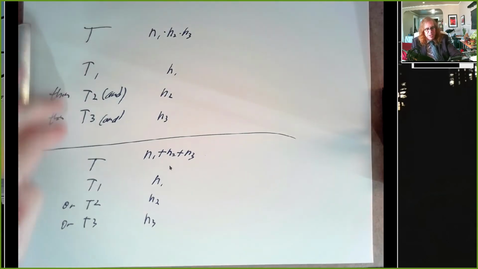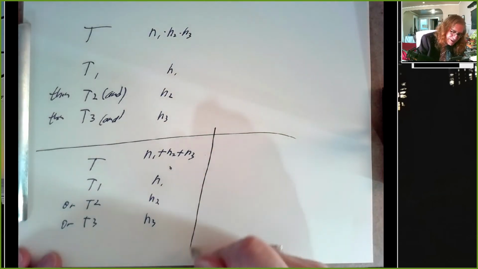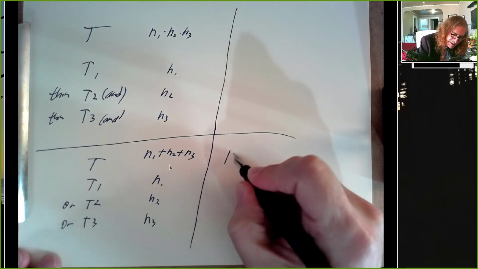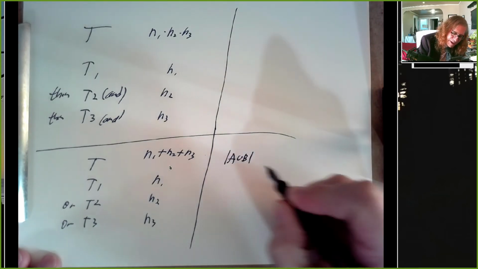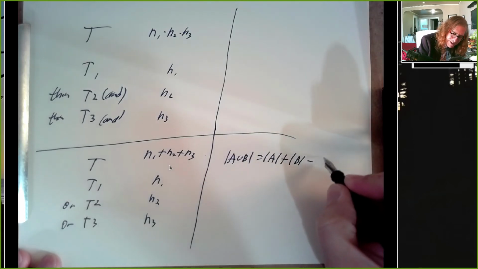All right, so that's product rule, sum rule, and we can do combinations of those, and we can also do this principle of inclusion-exclusion, which is this idea of number of things in A union B is number of things in A plus the number of things in B minus the things in the intersection.